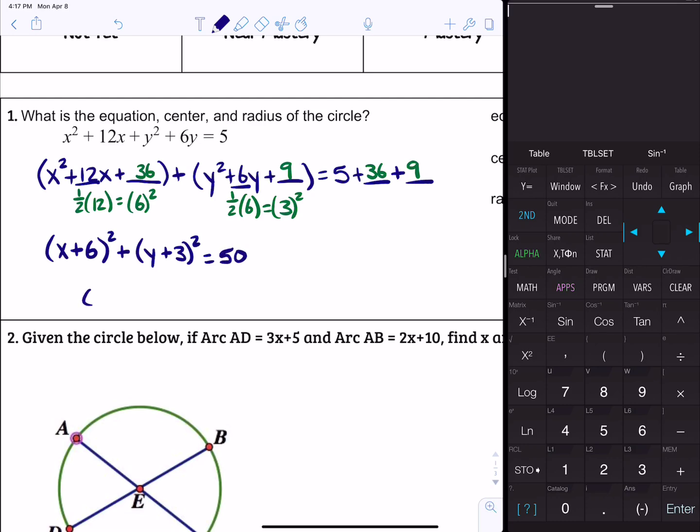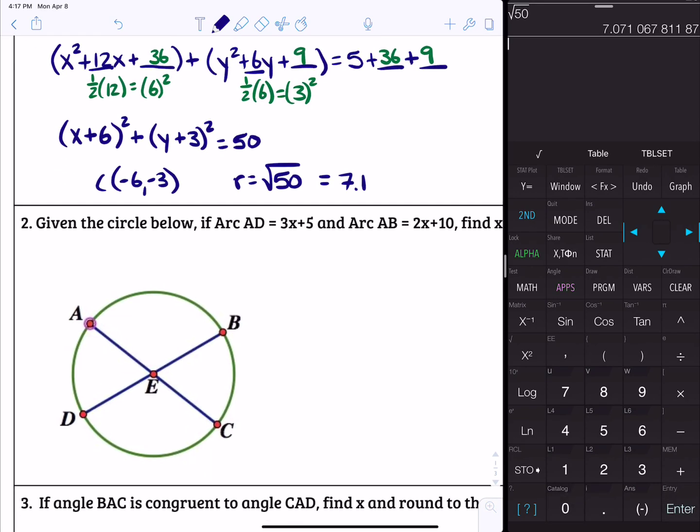So then your center comes from picking out the numbers and changing the sign. So there'd be -6 and -3. And then your radius would be the square root of 50. And when it's something that's uneven like that, you could just leave it as the square root of 50. You don't have to put a decimal. If you did get a decimal, that would be about 7.1.